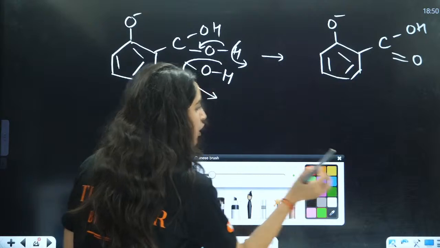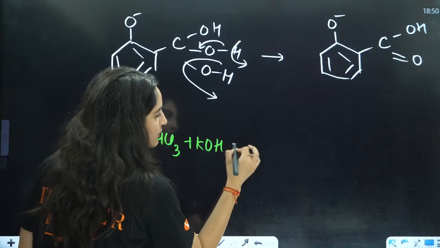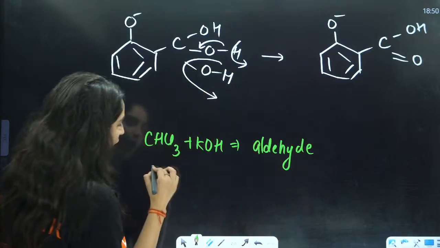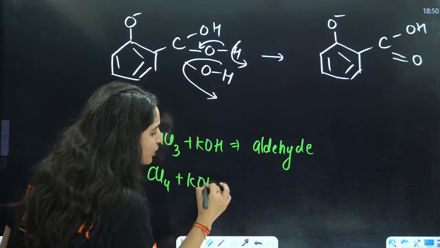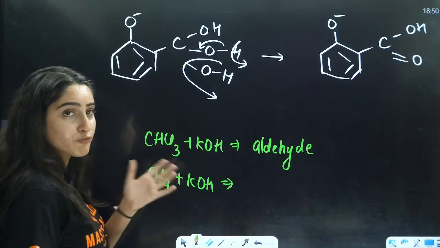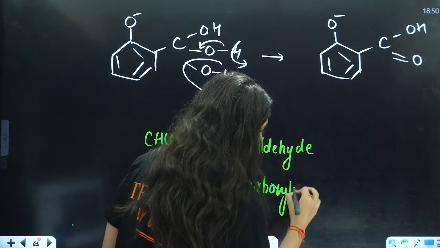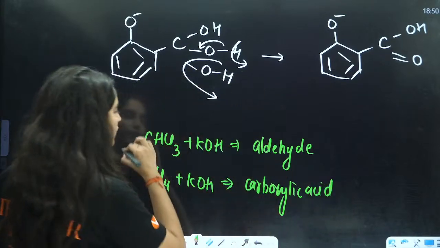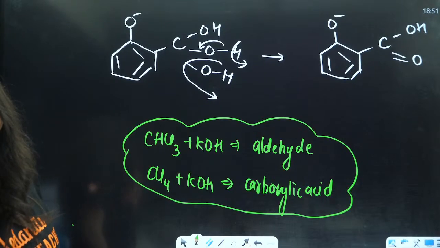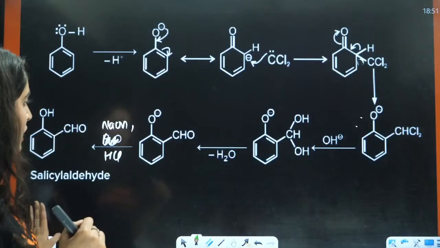I am writing it here. For example, you have CHCl3 plus KOH. Then you have the formation of the aldehyde group. But if you have CCl4, they can ask you in the Reimer-Tiemann reaction, how can you make salicylic acid? You can make it by using CCl4 and KOH. That will become a carboxylic acid, that means salicylic acid will be formed in this case. Okay, understood guys? Yes, okay.